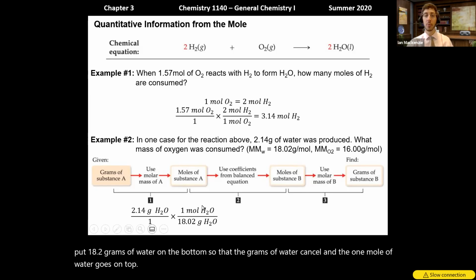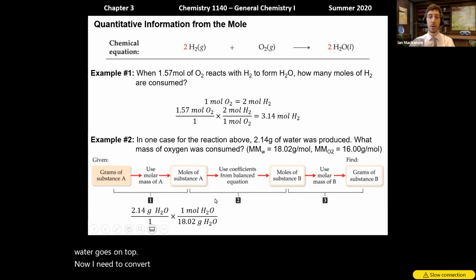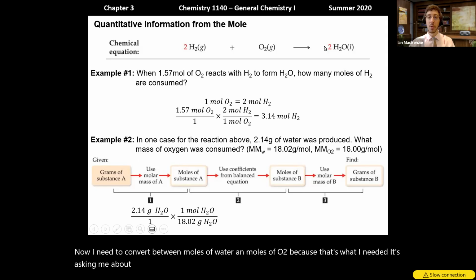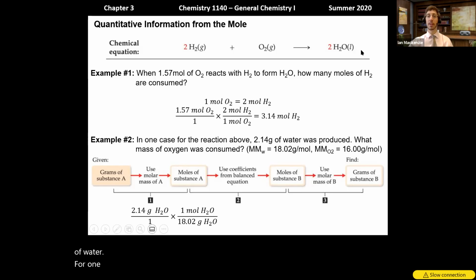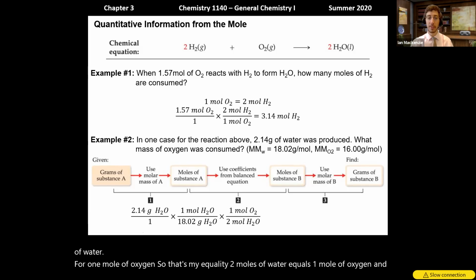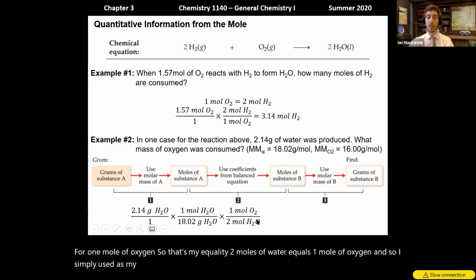Now I need to convert between moles of water and moles of O2, because that's what I need. It's asking me about oxygen, so I need to go to oxygen. Well, the coefficients tell me that there's 2 moles of water for 1 mole of oxygen. So that's my equality: 2 moles of water equals 1 mole of oxygen. And so I simply use that as my conversion factor. Put moles of water on the bottom, moles of oxygen on top, and now I've canceled out moles of water.